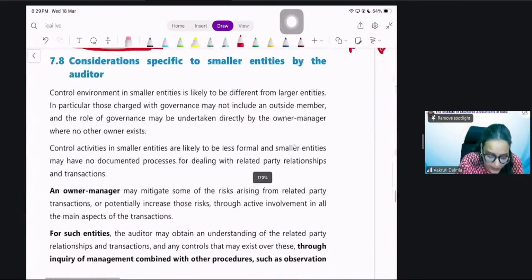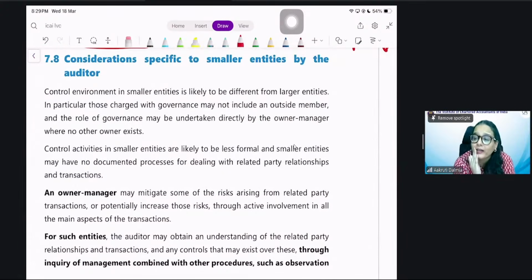Consideration for small entities. Now, in small entities, do you think the owner is different, management is different, TCWG is different? Are there 3 different people in a small entity? No. And there is a greater amount of related party transactions. Will you find a detailed internal control procedure?